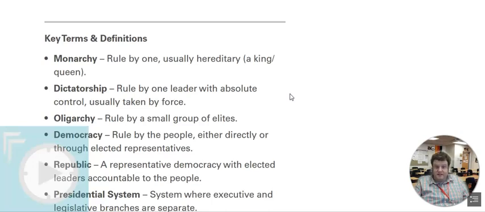Next up is dictatorship. Dictatorship is rule by one leader with absolute control. It's usually taken over by force. A lot of the dictatorships that we're used to hearing about in the 20th century were ones where a military officer takes over the government and runs it in place of whatever was there before. Often we think of military generals who, using their military connections, take over and rule.